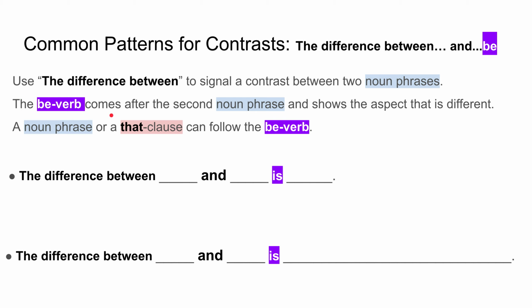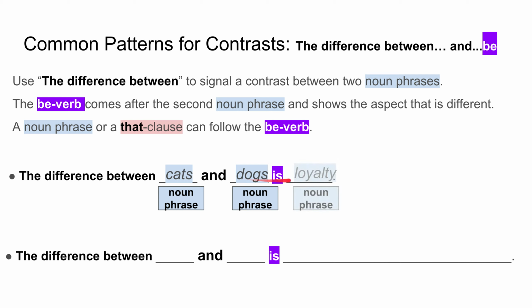The be verb comes after the second noun phrase and shows the aspect that is different. A noun phrase or a that clause can follow the be verb. So, for example, the difference between cats and dogs is loyalty. Here, as you can see, I'm following the be verb with a noun phrase, and the aspect that is different is loyalty.